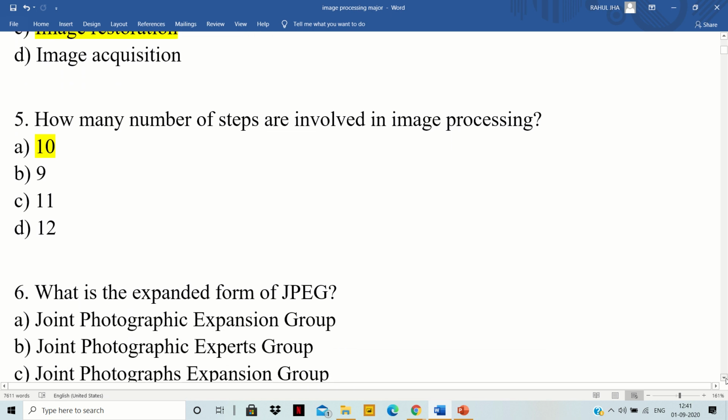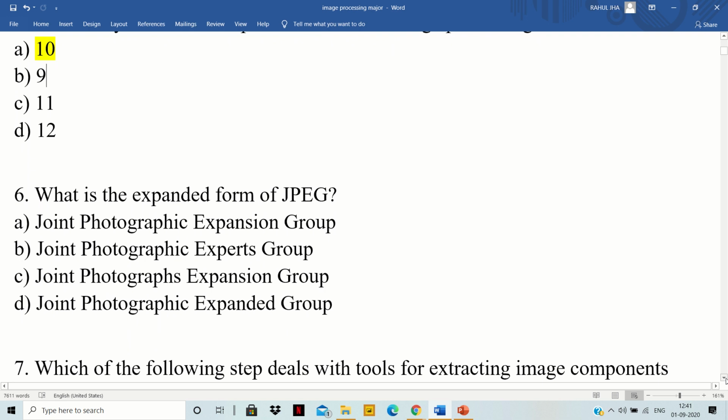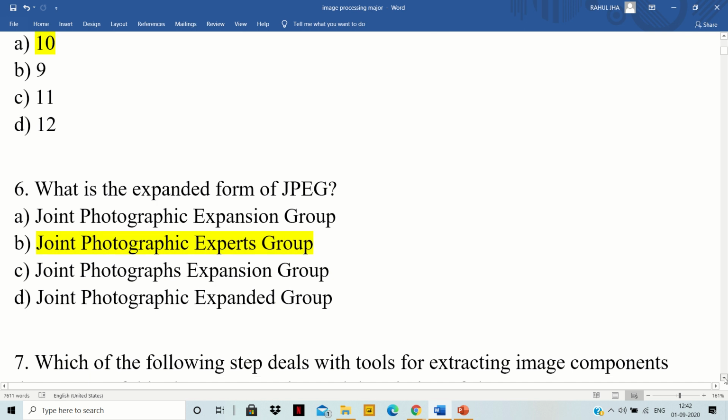Next question. What is the expanded form of JPEG? Our options are A, Joint Photographic Expansion Group, B, Joint Photographic Experts Group, C, Joint Photographs Expansion Group, Option D, Joint Photographic Expanded Group. So which one will be the correct answer? The right answer will be B. It's Joint Photographic Experts Group. This is one of the formats of images which we use in our daily lives.